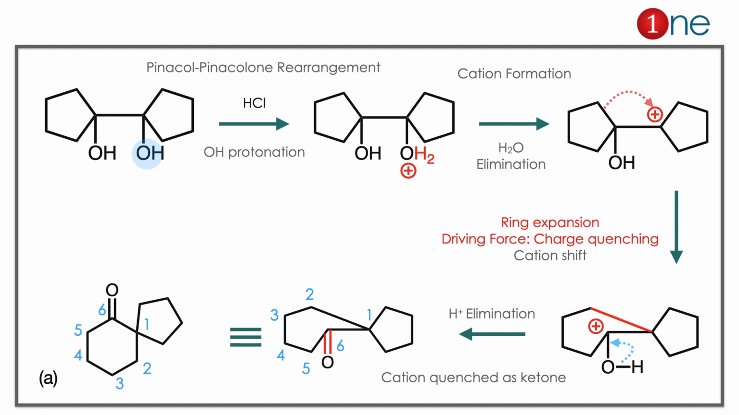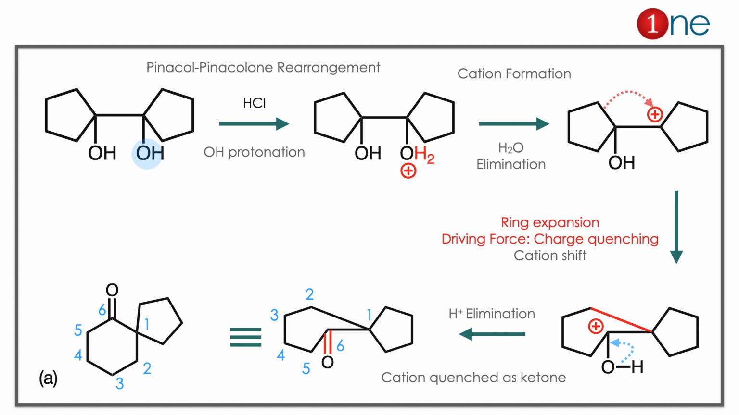The methylene group migrates, the cation formed near the OH group. So quenching of cation is by formation of ketone there. So alcohol becomes ketone for cation quenching. So if you redraw nicely, you have the answer A, which is a spiro kind of compound.